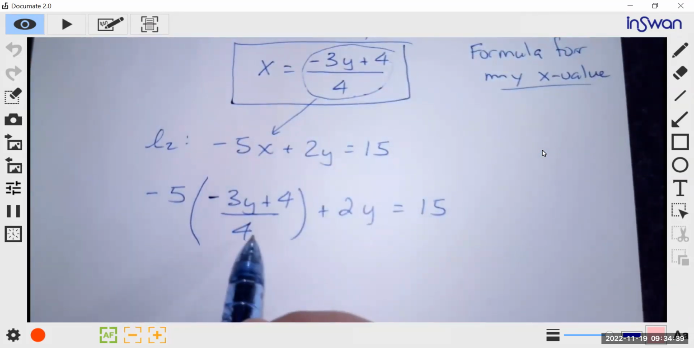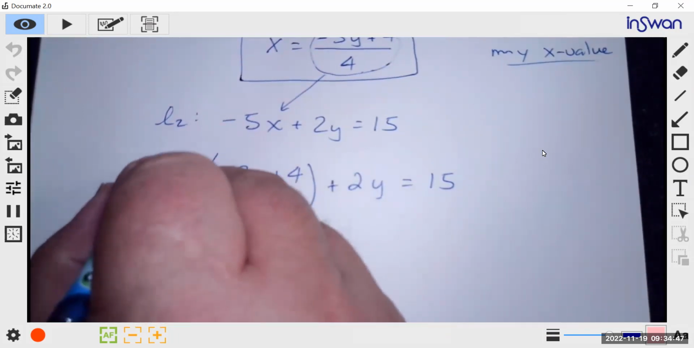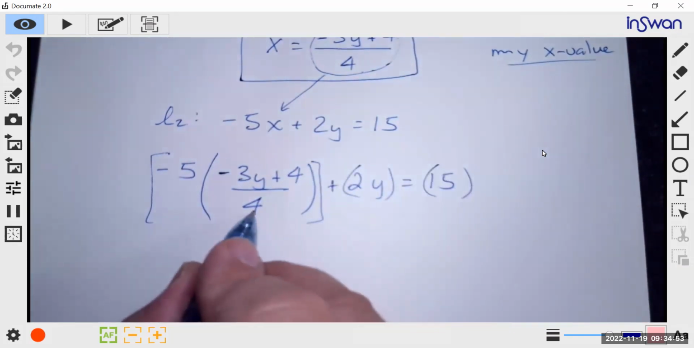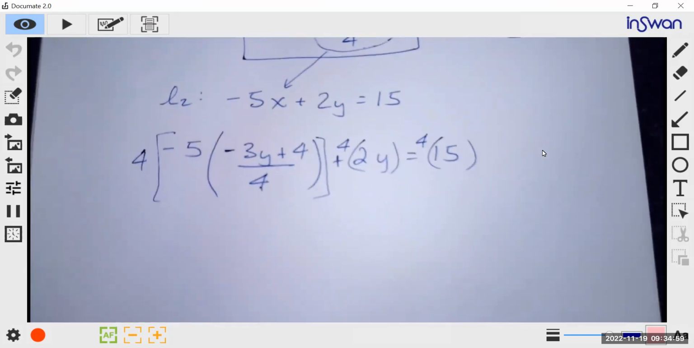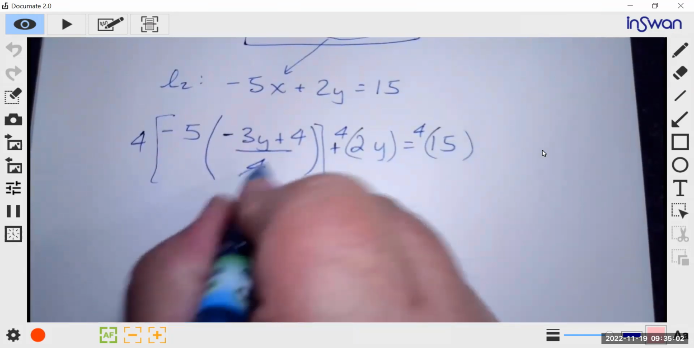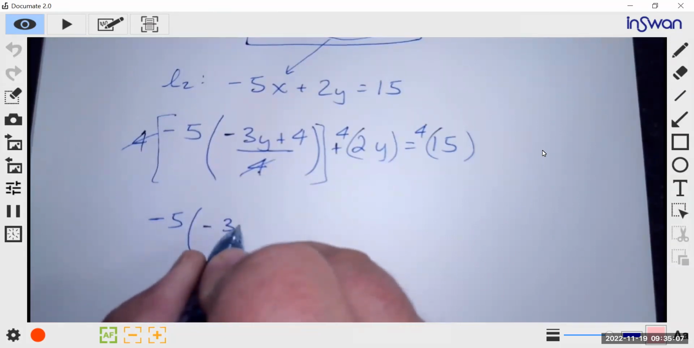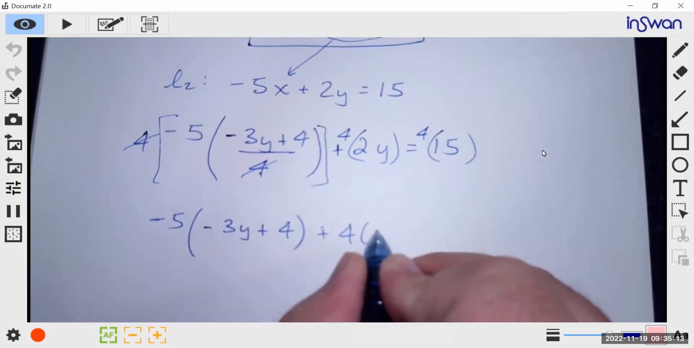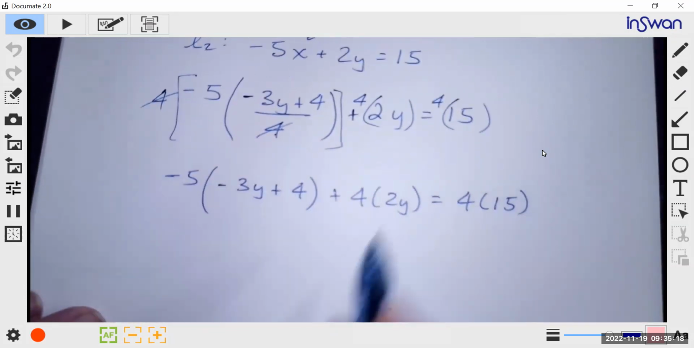I have an equal sign in fractions, so I have to multiply each term by the LCD. Here's the first term. There's a second term. There's the third term. The LCD is 4. Reduce. So I have negative 5, negative 3y plus 4, 4 times 2y, 4 times 15. So I get rid of the fractions.